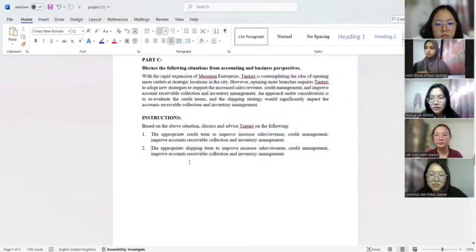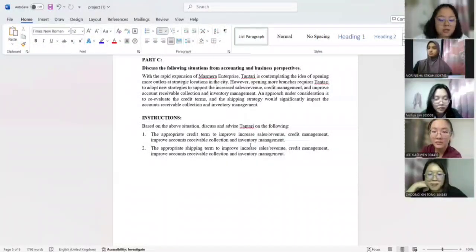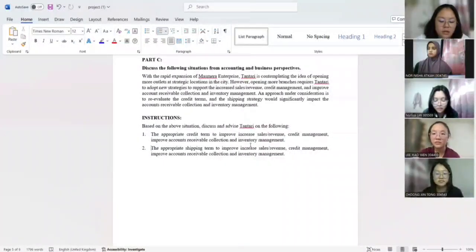So for instruction 2, we have to give the appropriate shipping term to improve. I suggest this company offer free shipping for bulk purchases. For example, we can do free shipping for orders over 500 ringgit. So this could attract customers to purchase larger amounts of goods. By promoting bulk purchases, this will also boost the overall sales volume, not only the average order value. And from the credit management perspective, this will reduce the credit risk for the company because the number of transactions and credit accounts may be reduced.